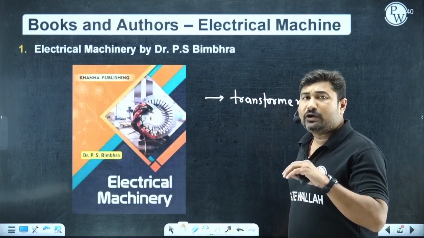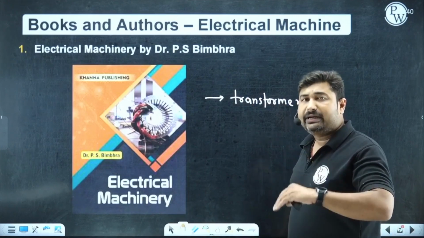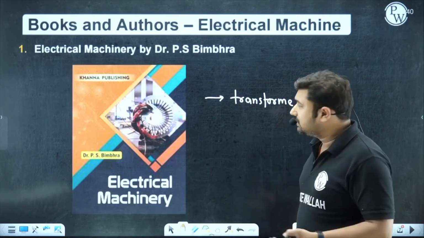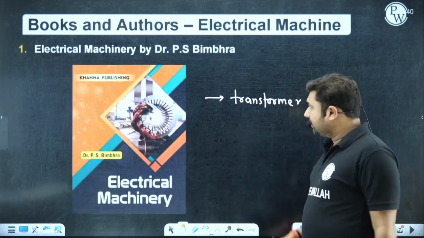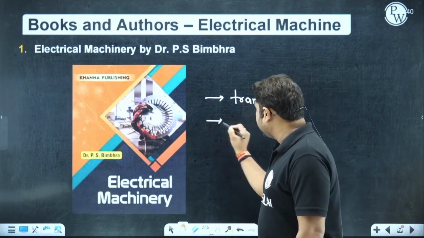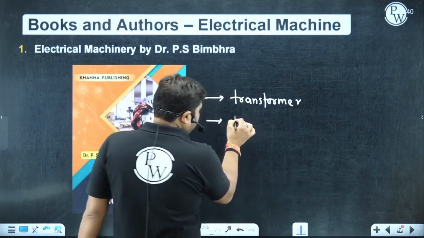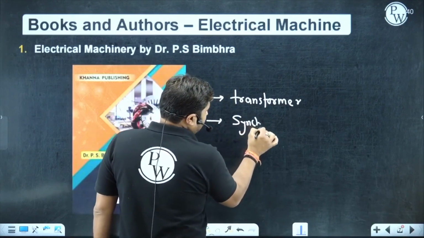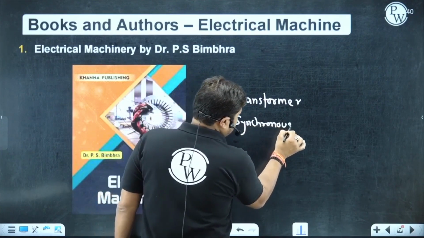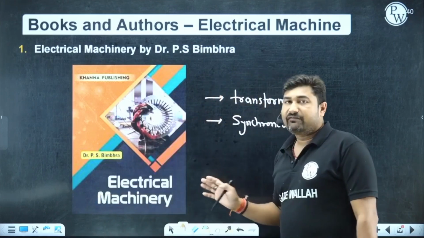And if you want to explore the concepts in a little more detail apart from your notes, then you can go with this book. Okay. So transformer and induction, transformer and synchronous parts are described in this book in a fabulous manner.